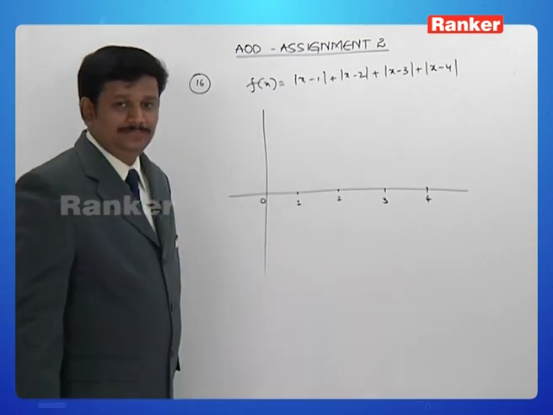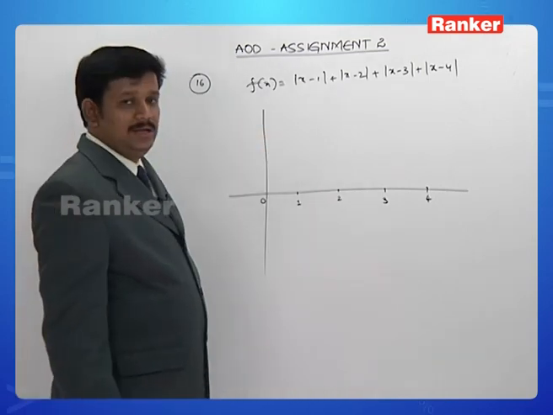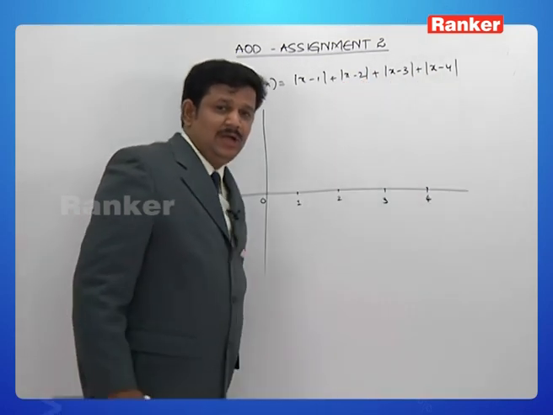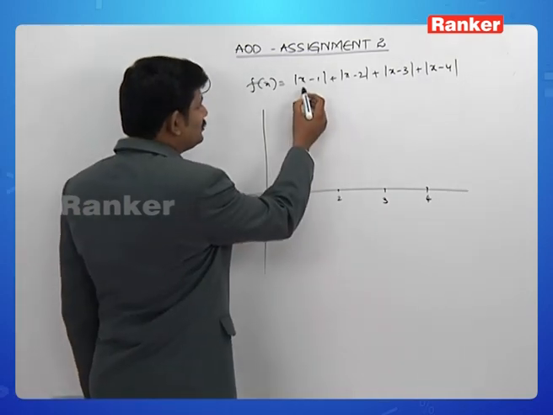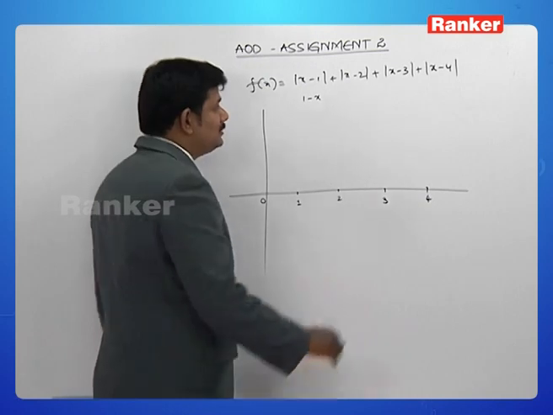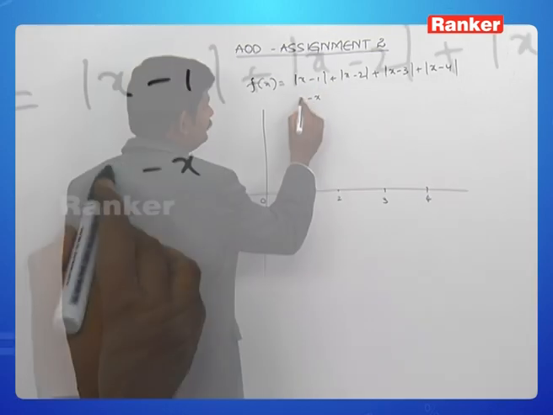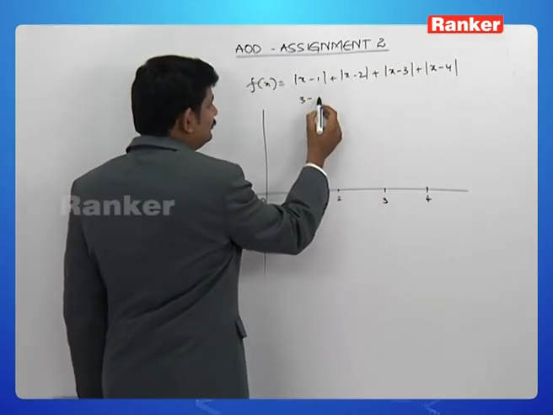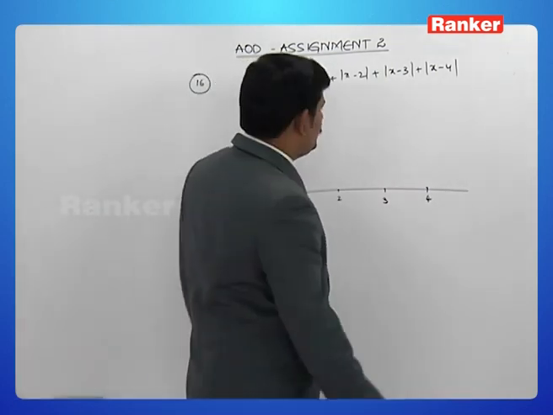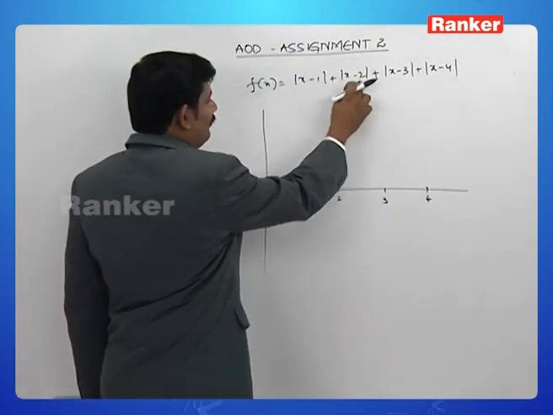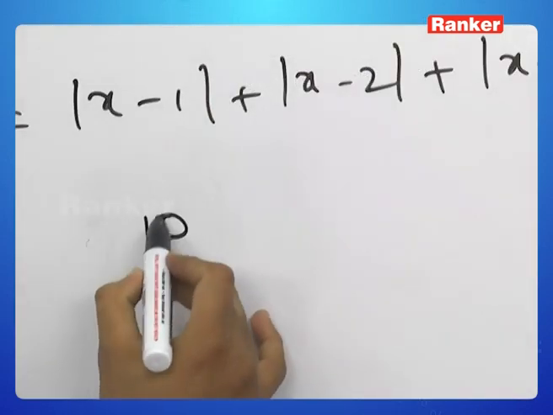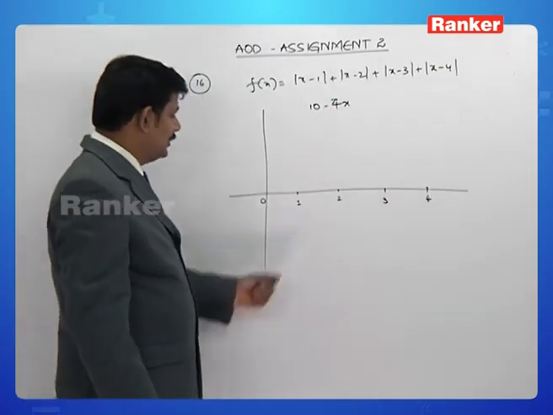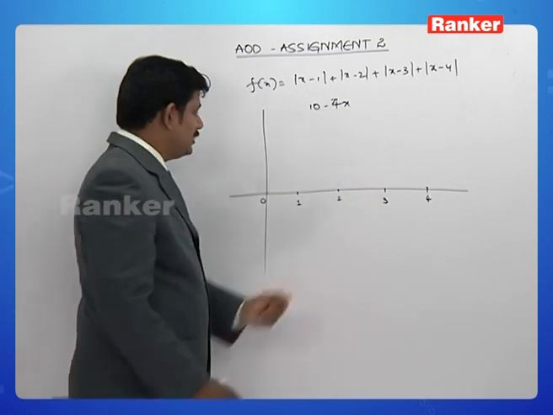When x is less than 1, x minus 1 would be negative, x minus 2 would be negative, x minus 3 would be negative, and x minus 4 would be negative. So, modulus of x minus 1 is 1 minus x, modulus of x minus 2 is 2 minus x, modulus of x minus 3 is 3 minus x, and modulus of x minus 4 is 4 minus x. So, f of x would become 1 plus 2 plus 3 plus 4, 10 minus 4x. So, f of x would be 10 minus 4x, and at x equal to 1, functional value will come out to be 6.